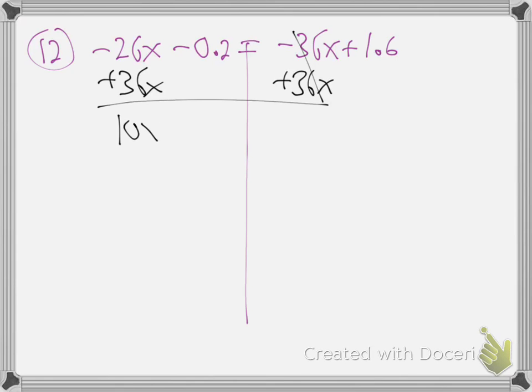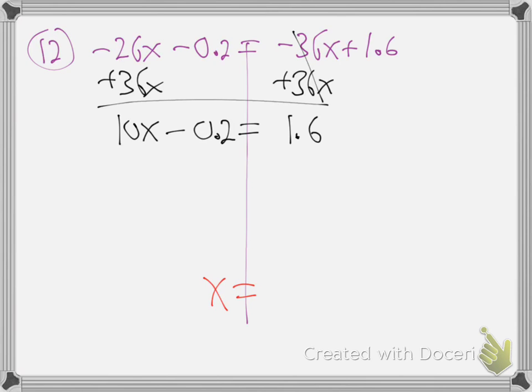So what do we got here now? 10x minus 0.2 is 1.6. Good so far? What do we do next? Yeah, because now x is saying, I want to be alone. That's what x is always saying. I want to be alone, right? So that means we're going to get rid of the 0.2, the negative 0.2, and the 10 eventually. So the 10 is the last thing, right? We save the thing right next to x for last, don't we?